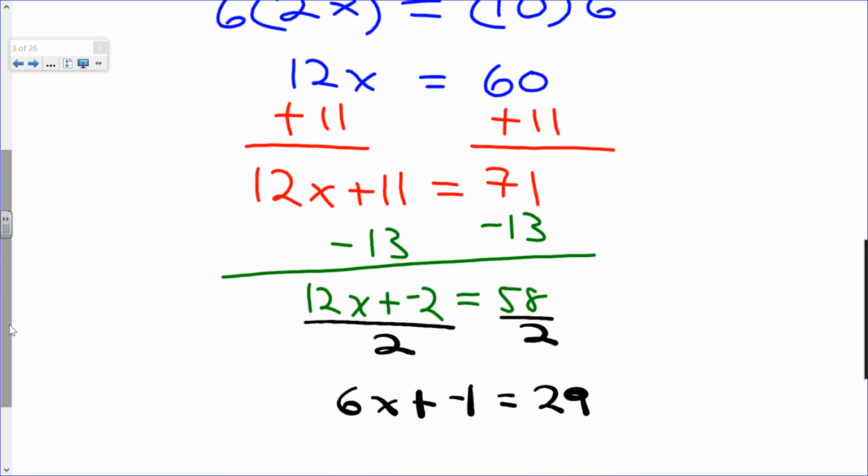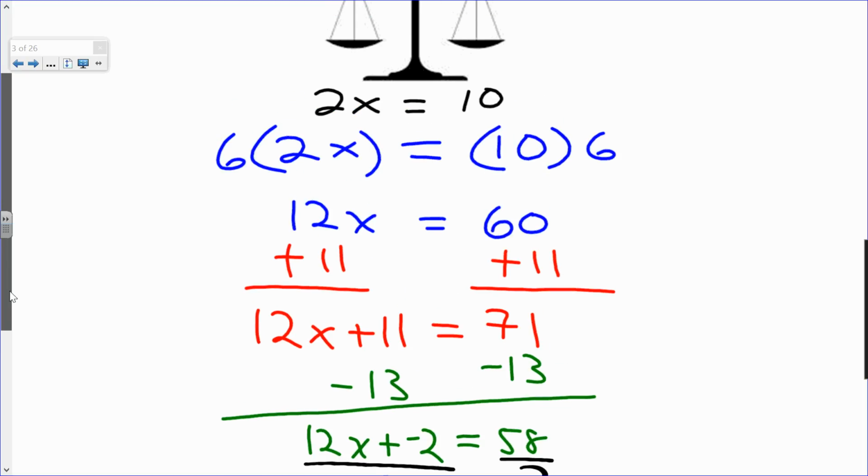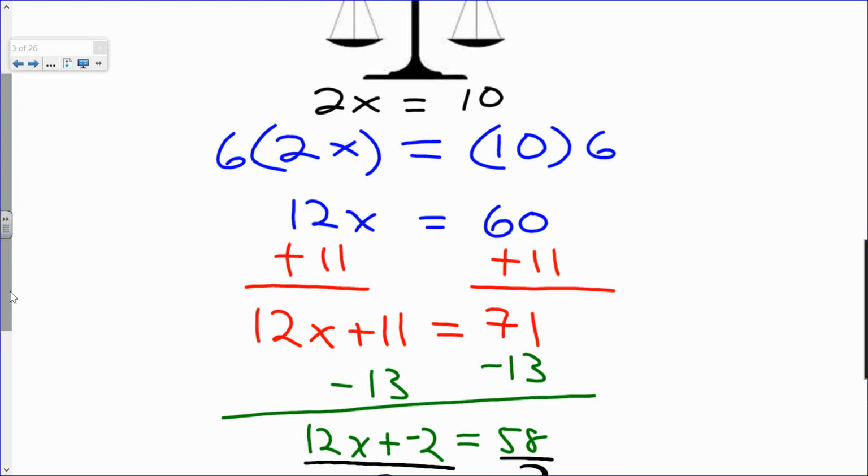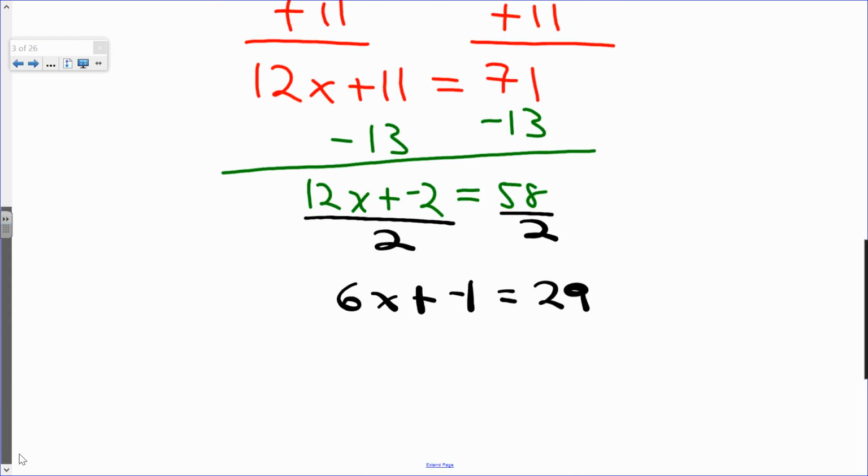So this bottom equation is still going to have the same solution as this top equation. I said x is going to equal 5, because you can just divide by 2 and you get x equals 5. I'll still get x equals 5 here, watch. I'll prove it.